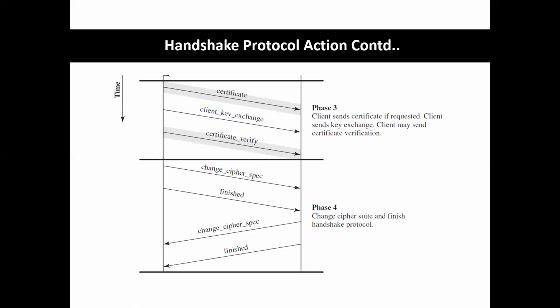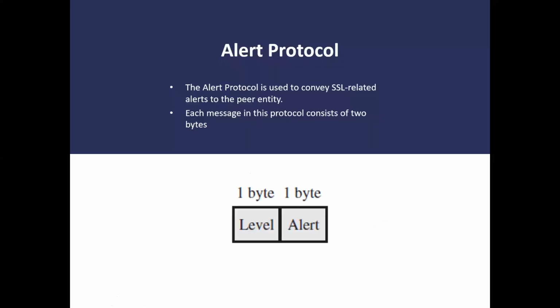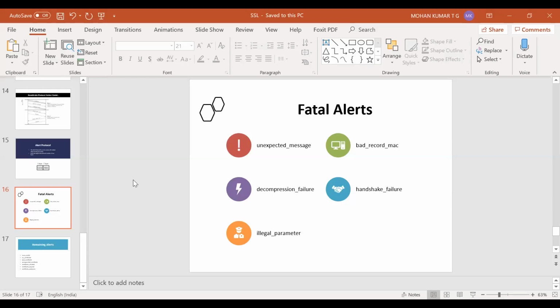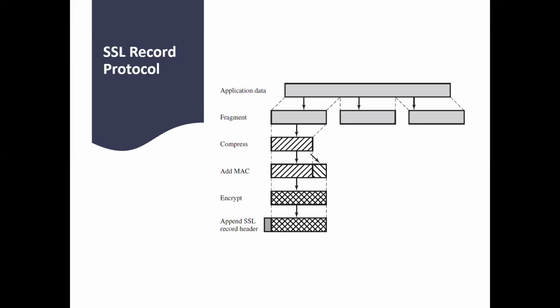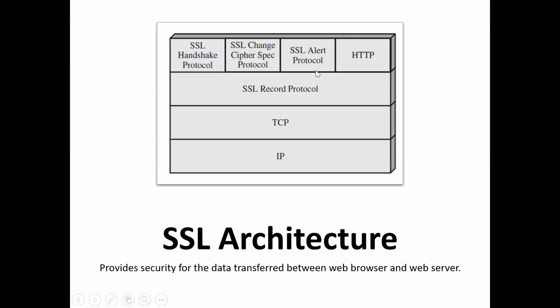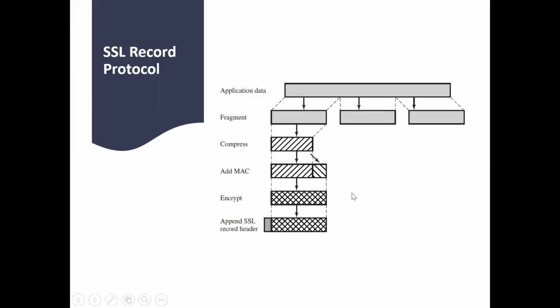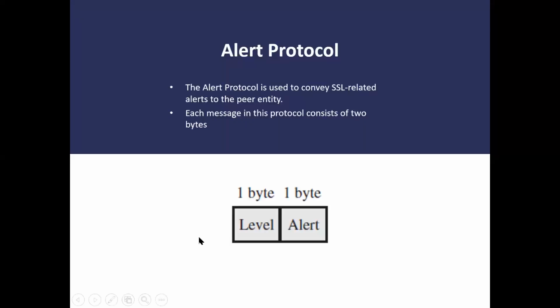Then the alert protocol, that is one of the protocols in the protocol stack we saw in the previous class. Next one is the alert protocol, the SSL alert protocol. It's going to give alert messages to the client or to the server. For giving the alert messages, you're going to use the alert protocol. So the alert protocol is used to convey SSL related alerts, that is, secure socket layer related alerts, to the peer entity.